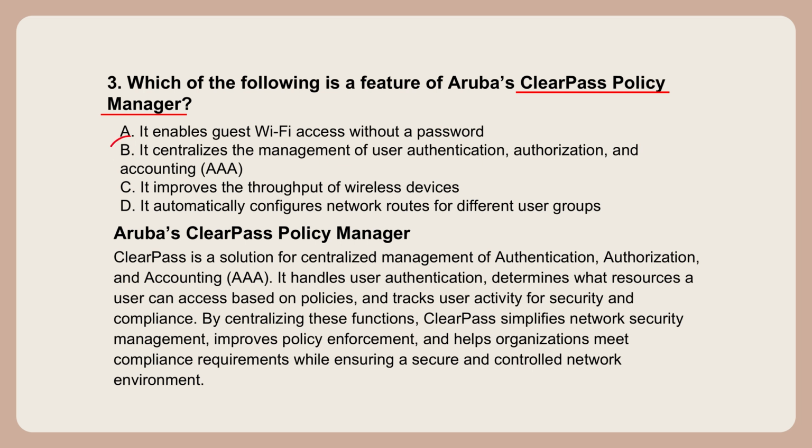And you're absolutely right. Great. B is the correct answer. Right. It centralizes the management of user authentication, authorization, and accounting, all those AAA functions. Now, can you break that down for us a bit? Like, what does each of those components, authentication, authorization, and accounting, actually mean in a practical sense?